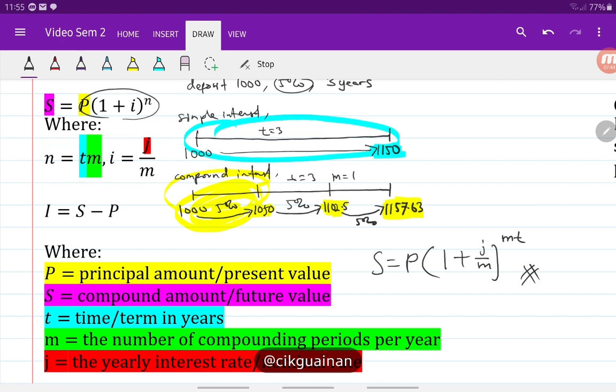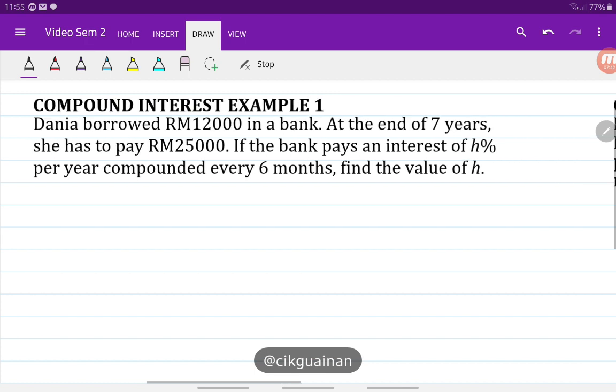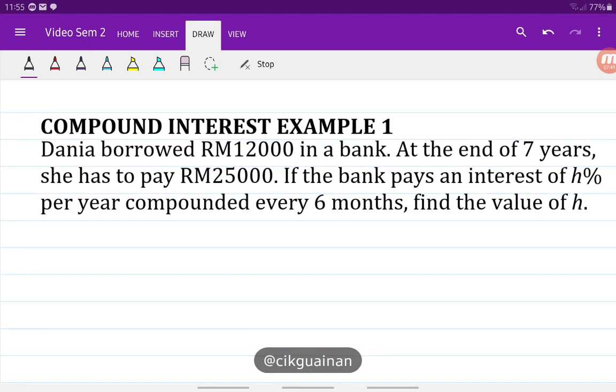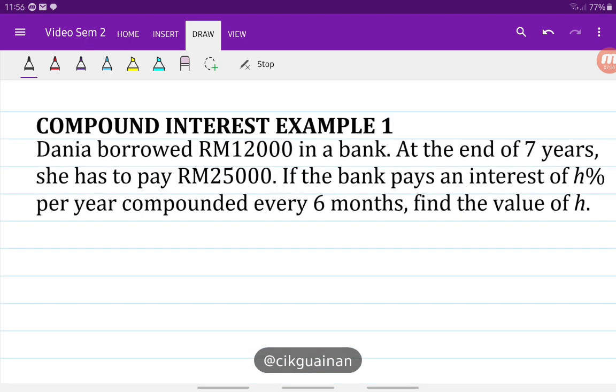Okay, so enough with that. Let's go to the example. Now, first example: Dania borrowed 12,000 in a bank. At the end of 7 years, she has to pay 25,000. If the bank pays an interest of H% per year compounded every 6 months, find the value of H.